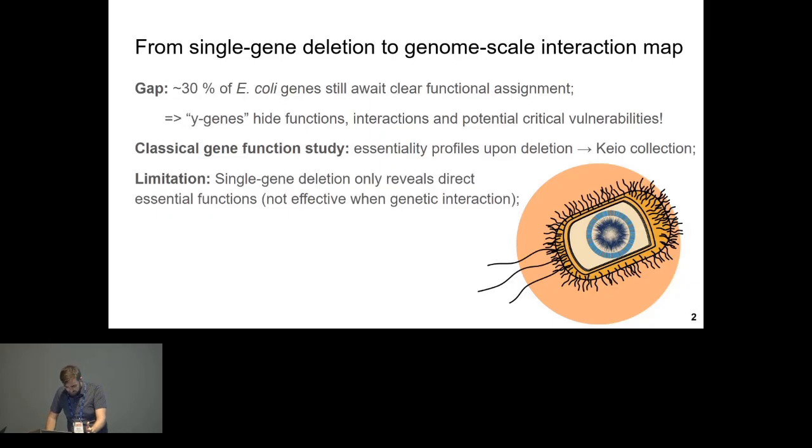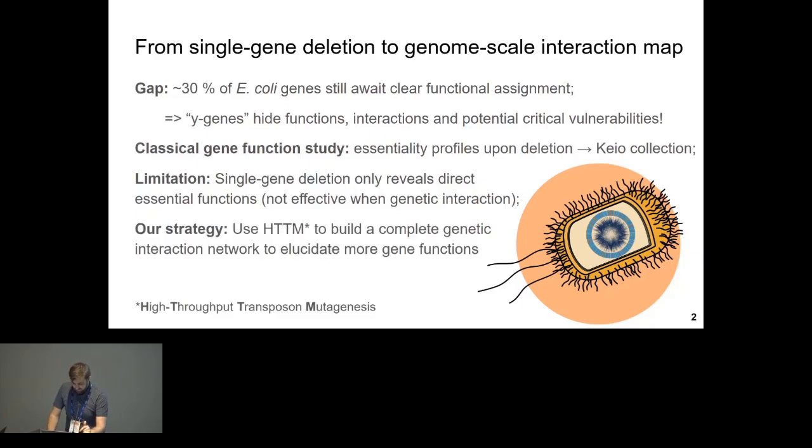However, when the deleted gene is in genetic interaction with another one, which is the case, for instance, in redundant pathways, as it is happening a lot in the complex E. coli genome, its function will likely stay uncovered. We then decided to go from single gene to genome scale interaction map to elucidate more gene functions by using the HTTM method that I'll explain in a few slides.